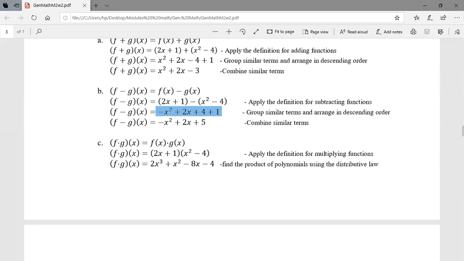So, we have here negative x squared plus 2x plus 4 plus 1. So, since same term man sila, si 4 plus 1 is 5. Our f minus g of x is equal to negative x squared plus 2x plus 5.